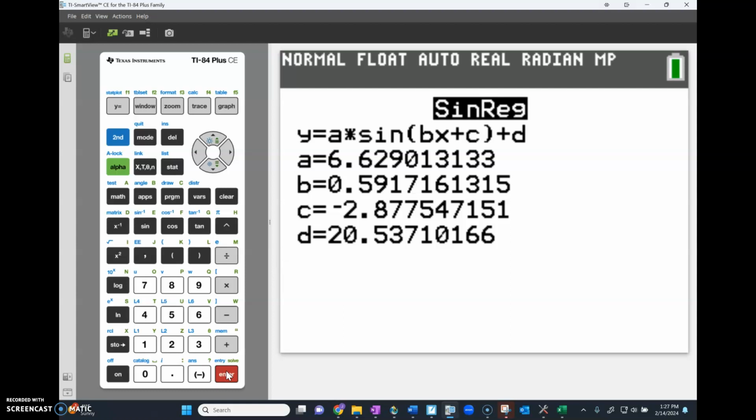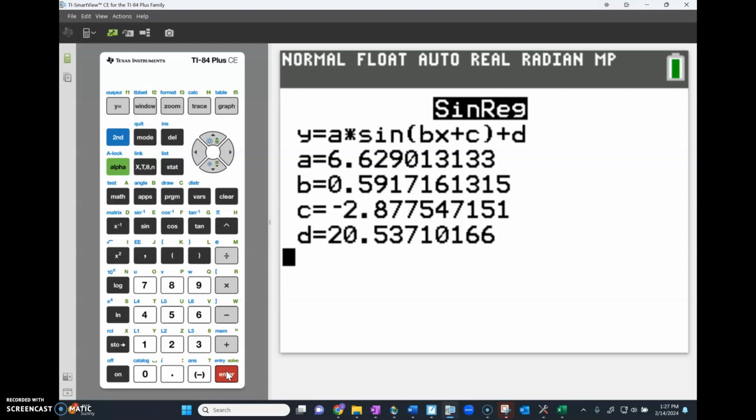One thing to consider is that the format it's given in is inside the parentheses bx plus c. So that's not in that phase shift form where the b has been factored out. If you're going to be doing something else with this, or you're stating what the horizontal shift or phase shift is, you have to make sure that you rewrite the equation so that b is factored out of that bx plus c.